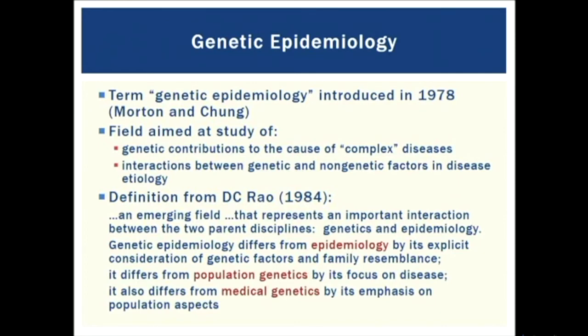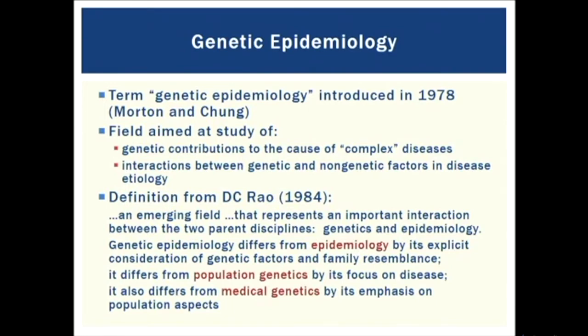And I like this definition from D.C. Rao, who is one of the fathers of this field, because he points out why we really needed a new field. He says that it's an emerging field that represents an interaction between the two parent disciplines, genetics and epidemiology, but it's different from epidemiology because it focuses on genetics and family resemblance. It also differs from population genetics because it focuses on disease.